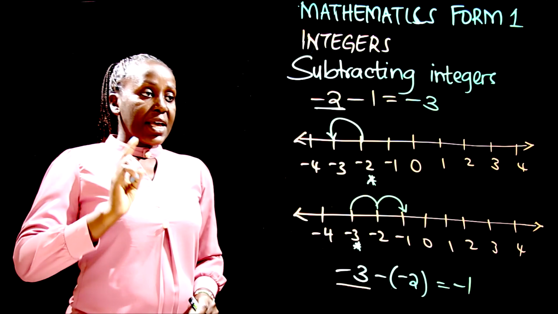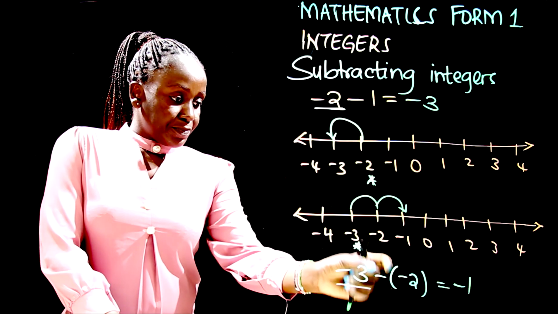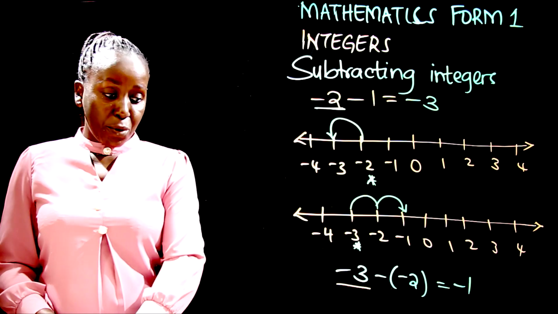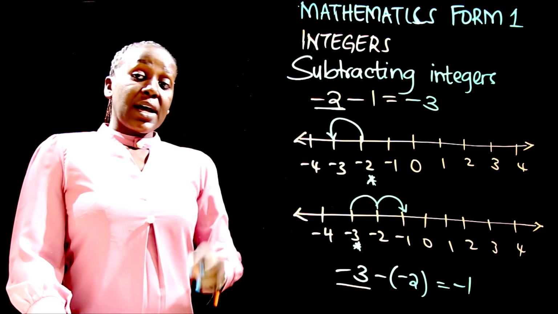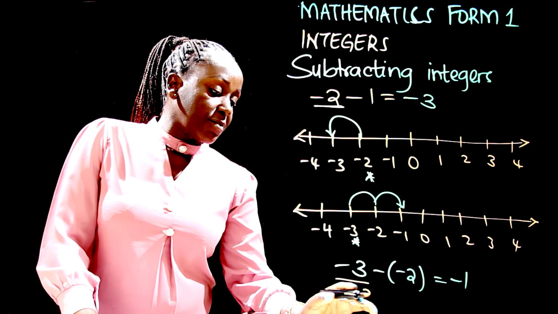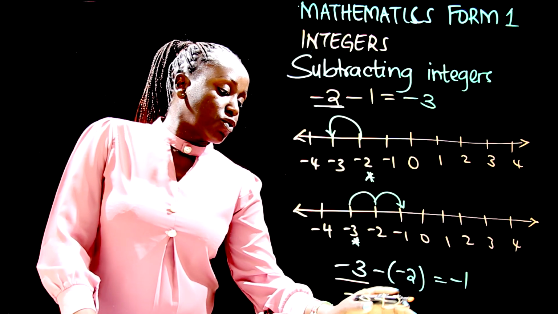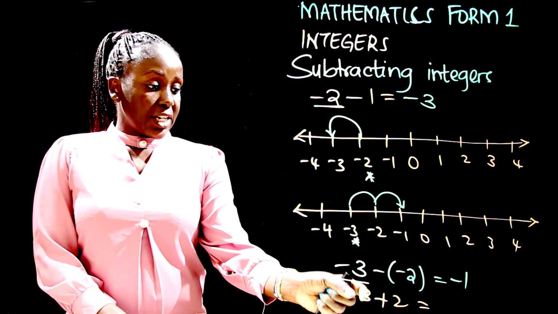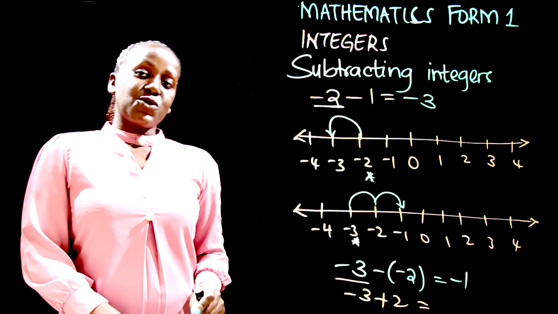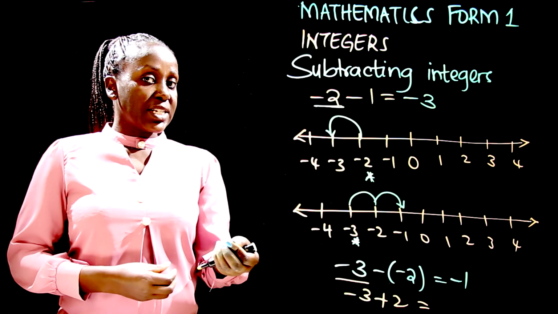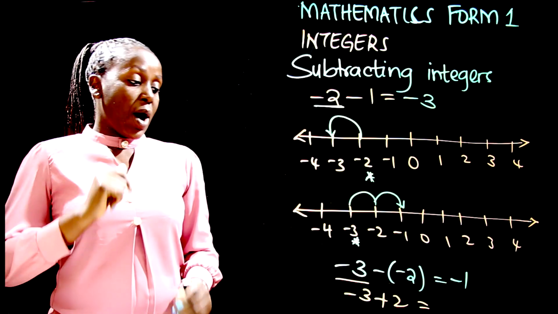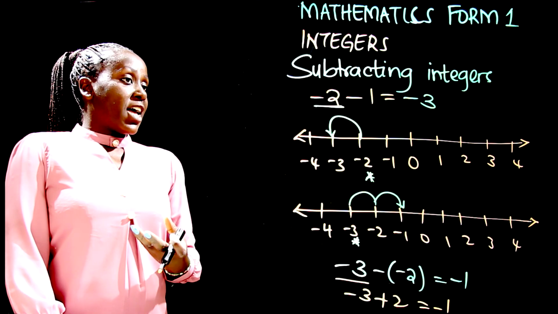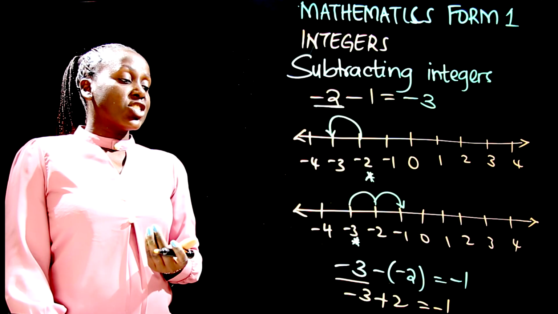Okay? So the trick here is whenever you have 2 negatives following each other, they become a positive. So this equation can be rewritten as -3 plus 2, which is equal to, now you ask yourself, you have a debt of 3 shillings and you have 2 shillings with you. So you pay 2 shillings but remain with a debt of 1 shilling. So -1.